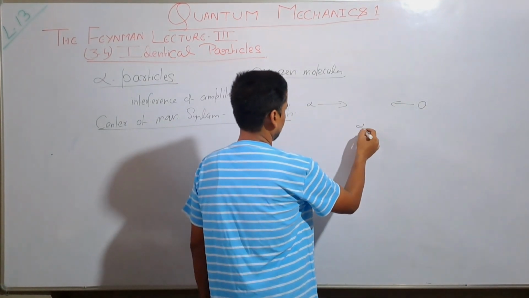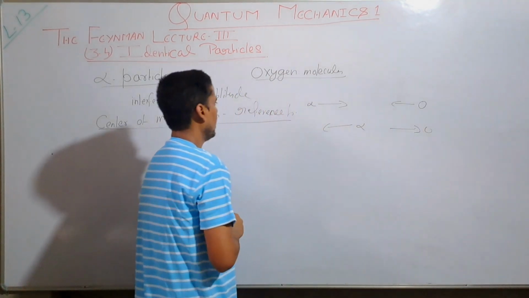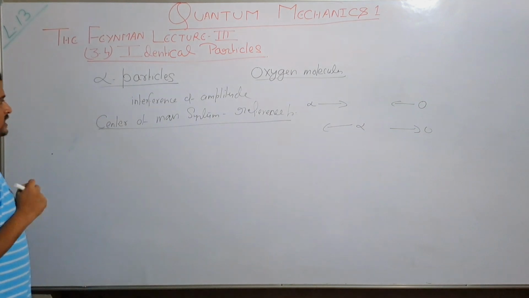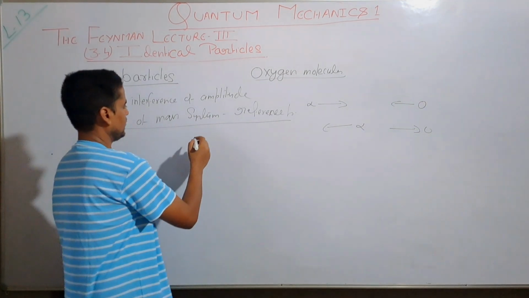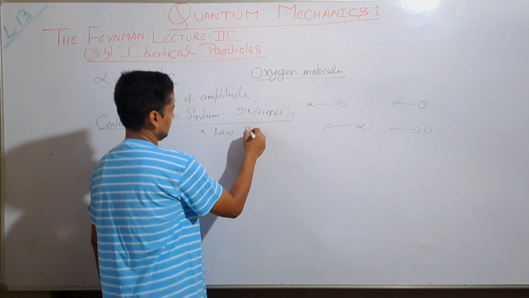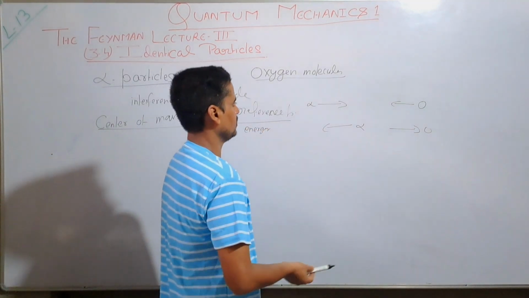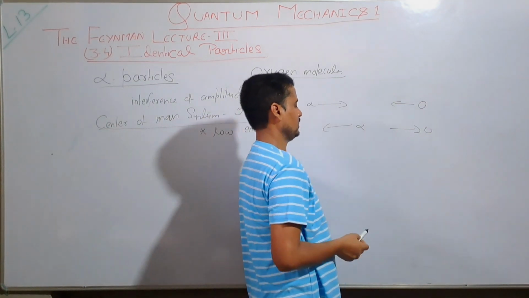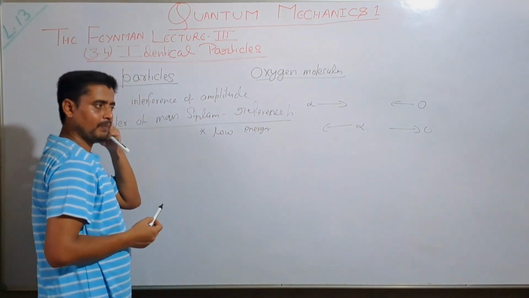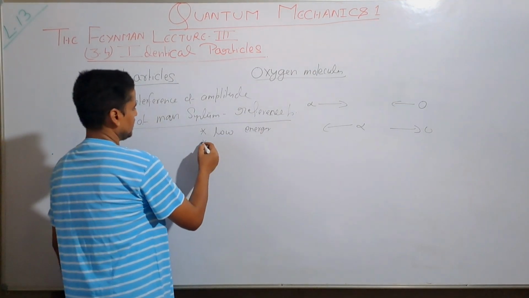After collision they are also traveling in opposite directions, and we are making two assumptions. Assumption 1, that there is a low energy collision, so that the alpha particles or oxygen molecules don't break apart. Second, that energy is conserved.